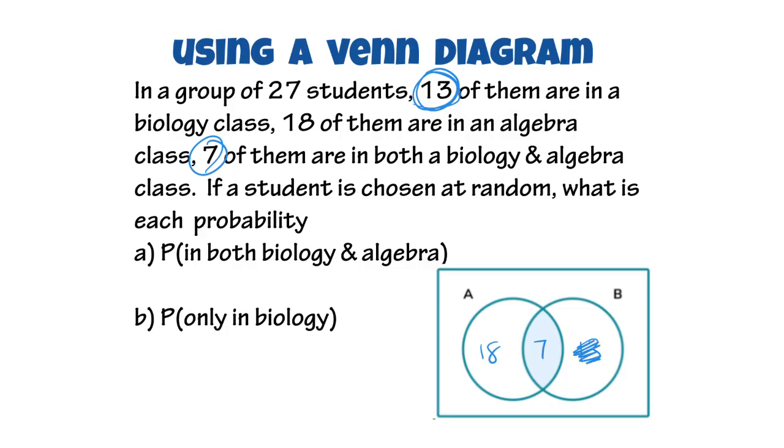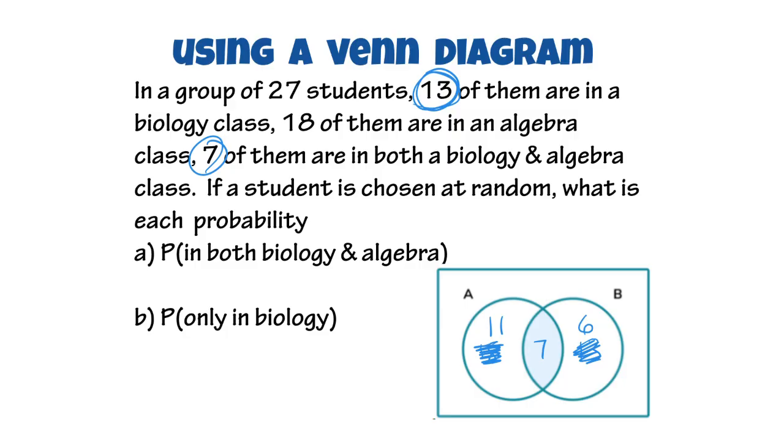I have to have 13 total in the B circle, which means really there's only 6 that are just in biology, 7 that happen to be in biology but also in algebra, but there's my 13. So same thing here. I don't have 18 in algebra. I have 18 in the algebra circle. 7 are already accounted for here, which means there are 11 that are just in algebra.